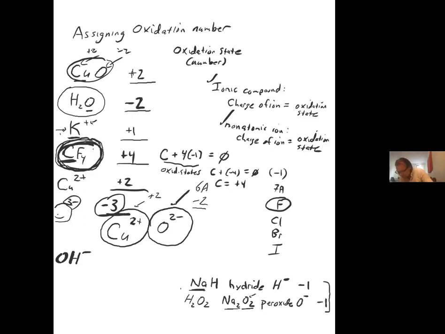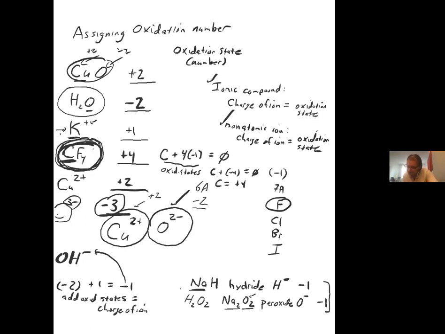Okay. So let's take the hydroxide ion, for example. Based on our rules, oxygen is -2, right? Based on our rules, hydrogen is +1. If you add those together, look what you get. You get -1, right? And that is the charge. So if you add the oxidation numbers or oxidation states, they're going to equal the charge of the ion.